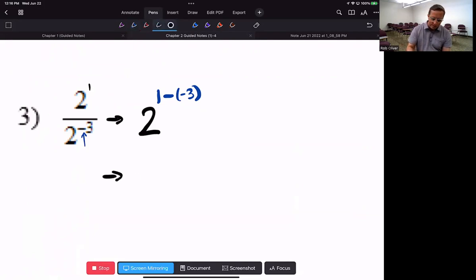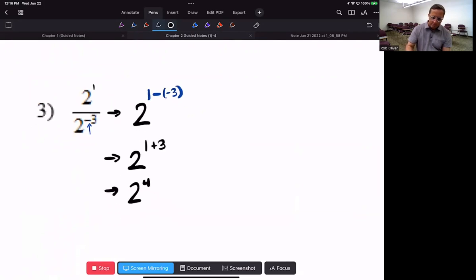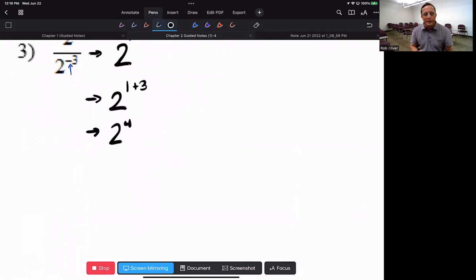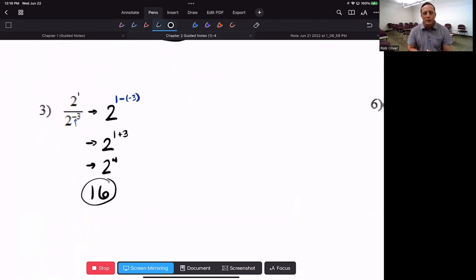So you got 2 to the 1 plus 3 power, which makes 2 to the 4th. I know I'm making this longer than it needs to be, but I'm just showing you what's happening here mathematically. And then 2 to the 4th power equals 16. Okay, so that's one way we could have dealt with that problem, which I don't think is too difficult.